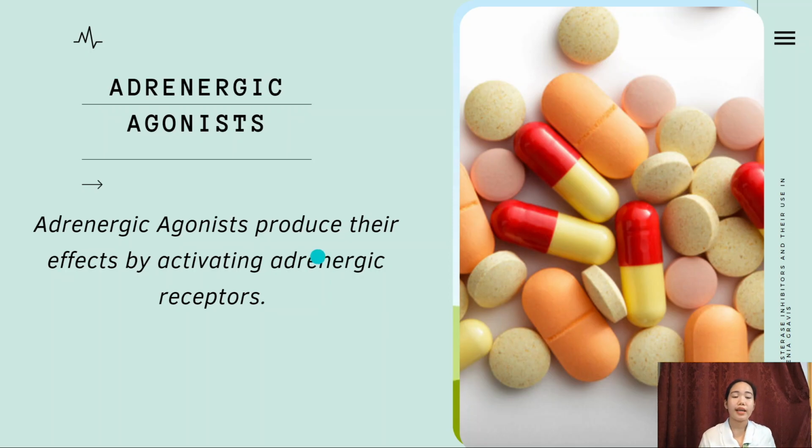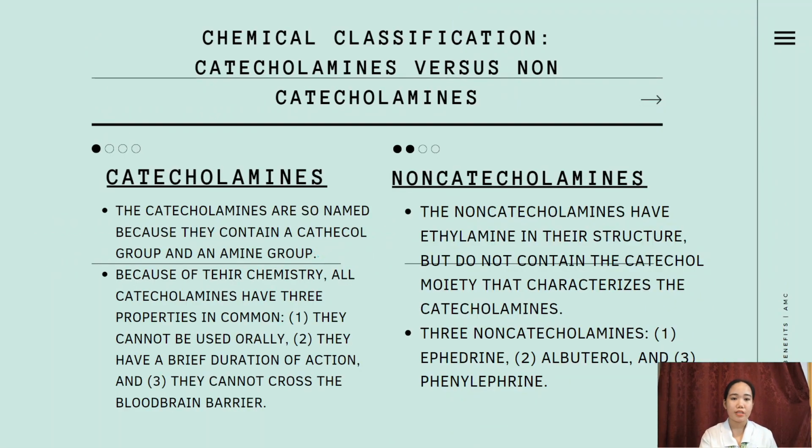The catecholamines are so named because they contain a catechol group and an amine group. Second, because of their chemistry, all catecholamines have three properties in common. First, they cannot be used orally. Second, they have a brief duration of action. And third, they cannot cross the blood-brain barrier.